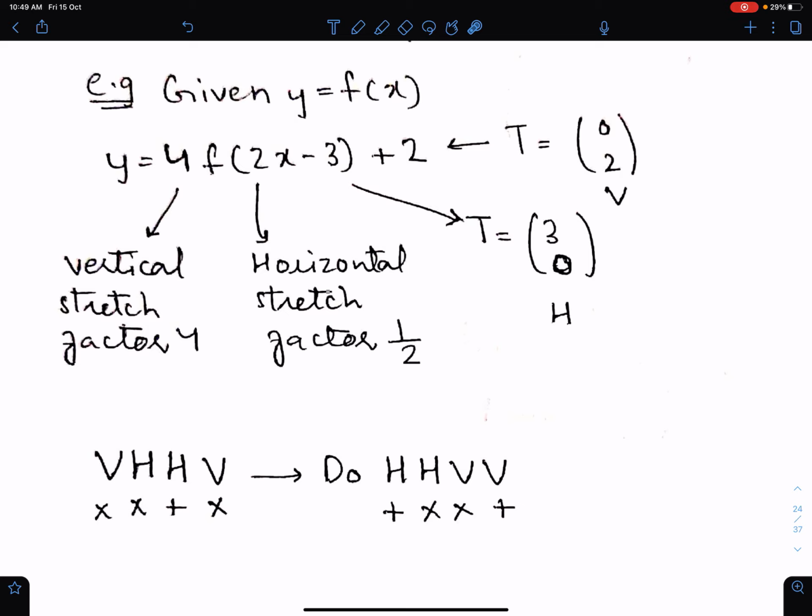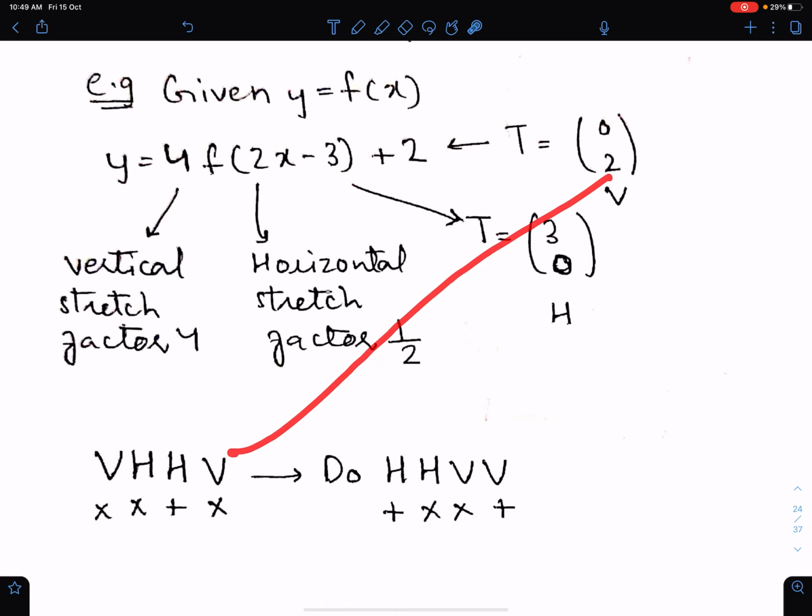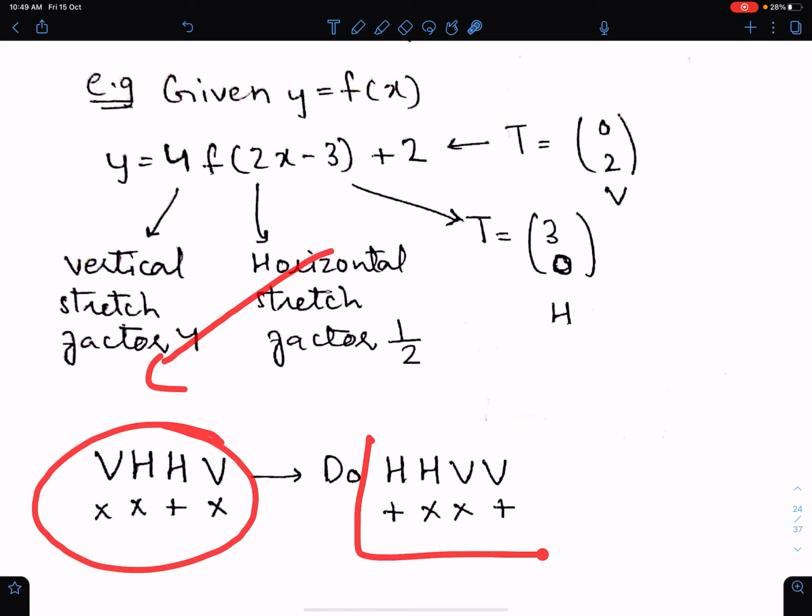So we have these transformations: vertical, horizontal, horizontal, vertical. So we have to perform this in this way. I mean, these are the transformations, so this is the order.